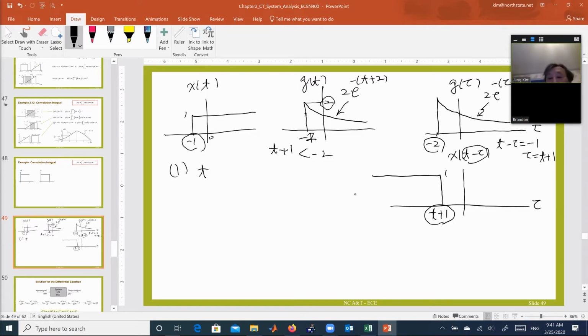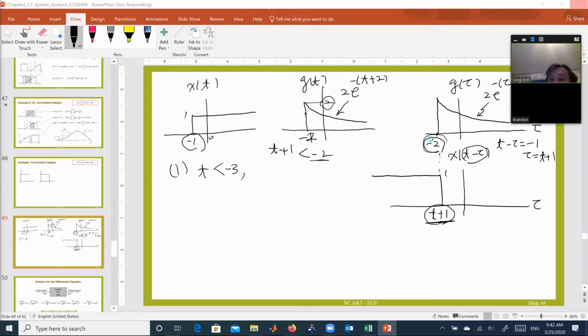Okay. So this was the t plus 1 position is less than minus 2. Then t is less than minus 3. In these cases, there is no overlap.